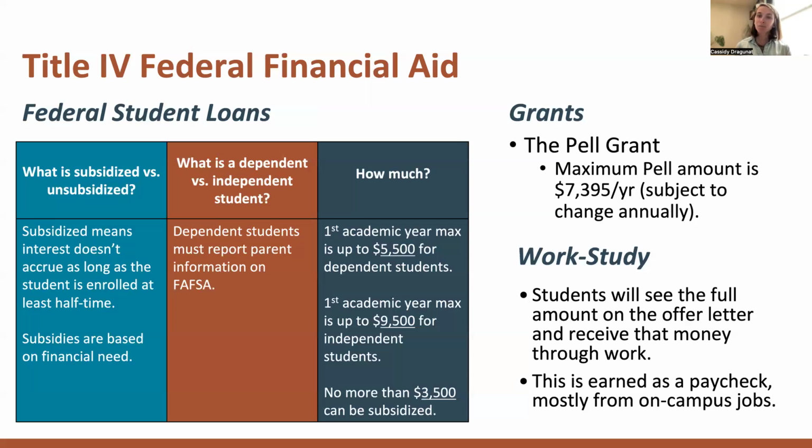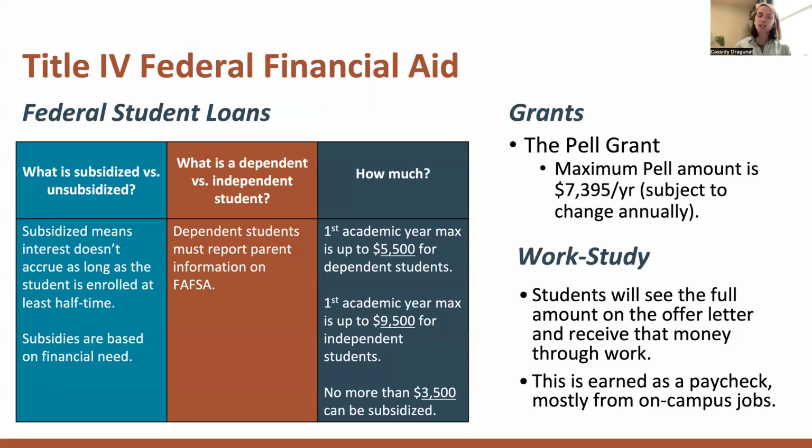The other kind of big piece of the FAFSA that's well known is the Pell Grant. Students who complete the FAFSA and who demonstrate financial need are eligible for a Pell Grant. The Pell Grant, unlike loans, is gift aid, so students do not have to repay it. It's applied to them through their college or university toward academic costs. The current maximum Pell Grant amount is just over $7,000, and it is subject to change annually.